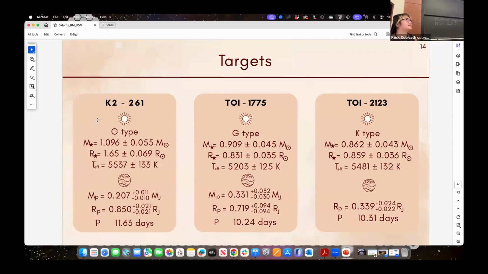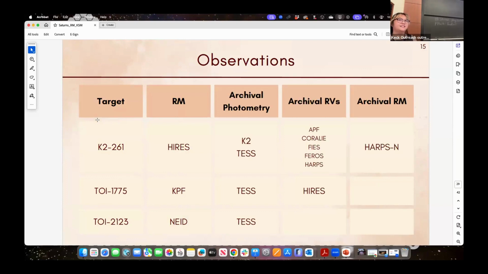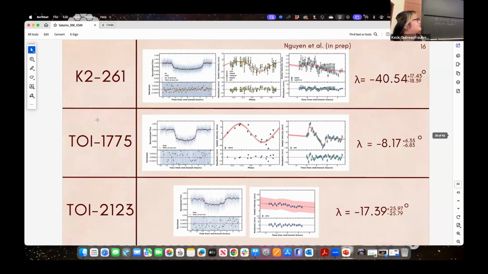For our study, we focus on 3 targets. You'll notice that these 3 targets are all around cool stars. You might be wondering why TOI 2123 doesn't have a mass measurement. That is because our RV measurement revealed transit timing variation signals, and therefore we chose to do further analysis in a separate paper. But we were able to obtain RM measurements for all these 3 systems, and we supplemented our RM measurements with additional archival data.